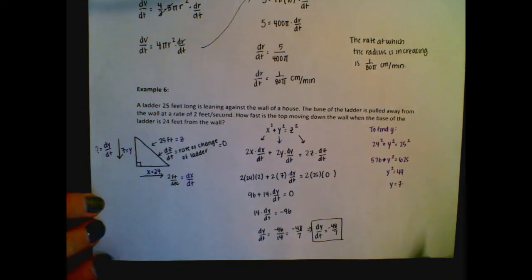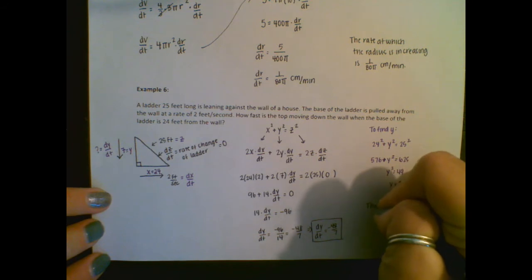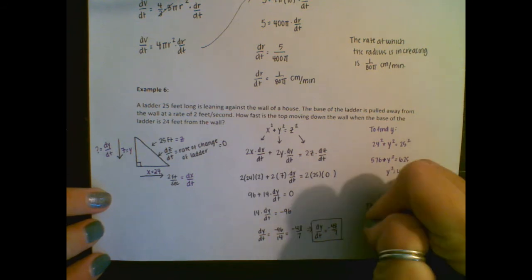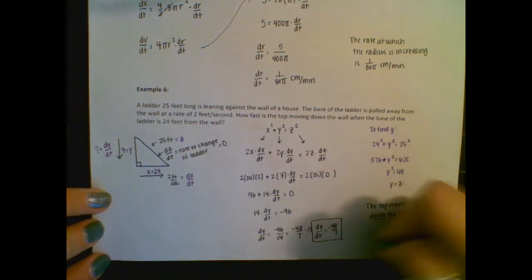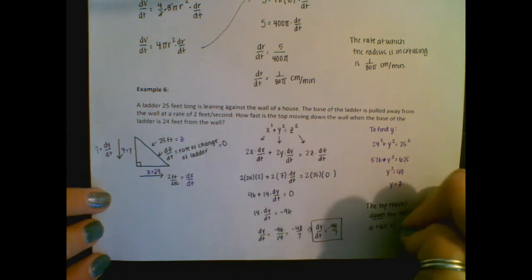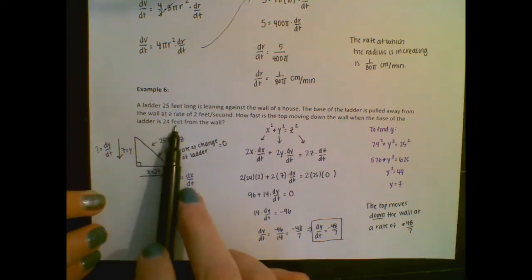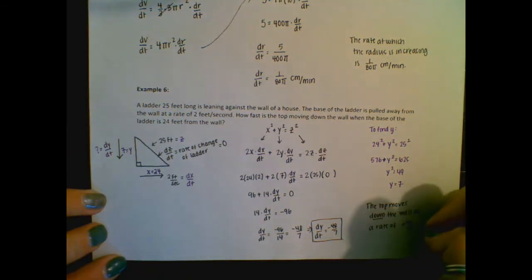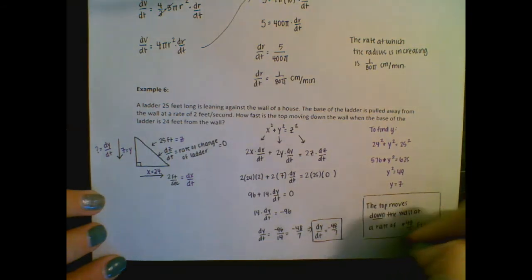But when I answer it in a sentence, how fast is the top moving down the wall? I'm going to say that the top moves down the wall at a rate of positive 48 over 7. And this is just a length that's changing. So my unit of distance is going to be feet, and my unit of time is going to be seconds. So the top is going to move down the wall at a rate of 48 over 7 feet per second.